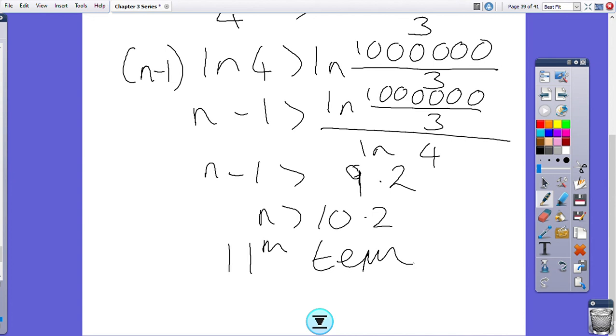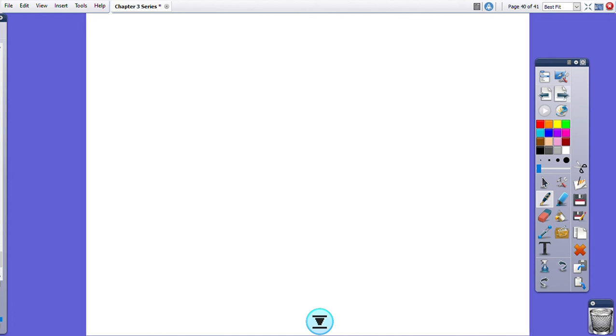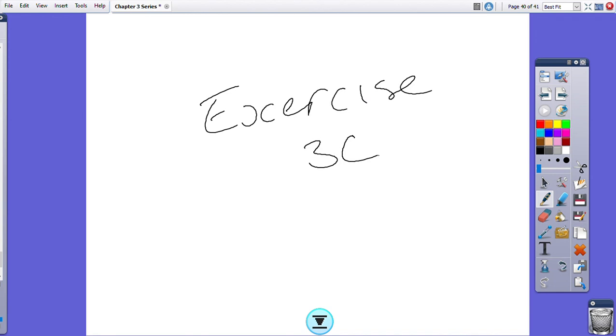Could you now give yourself a big tick, correct, obviously, if you haven't done so already. And then we'd like you to have a go at exercise 3C. Off you go. So let's just write that down. Shall we write down exercise 3C? Thank you very much.